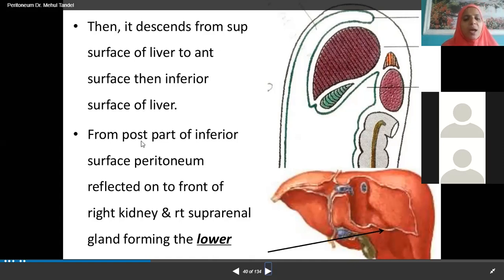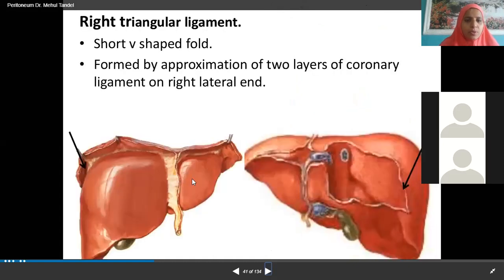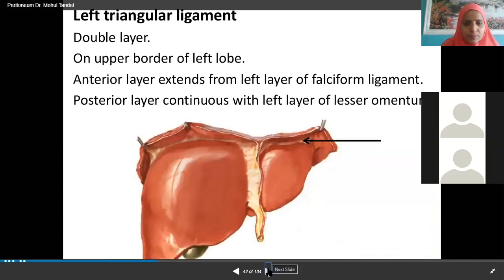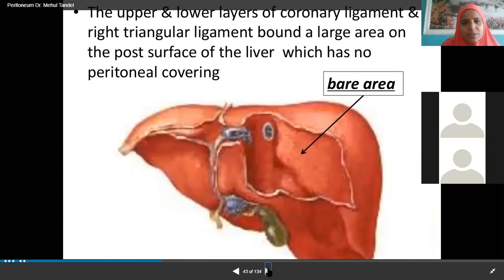Okay, same point is written. From the posterior part of the inferior surface, peritoneum is reflected on to the front. That means here, behind the right lobe of the liver, we have the right kidney and also the right suprarenal gland. That means when it goes like that, the kidney becomes retroperitoneal, the suprarenal gland also becomes retroperitoneal. It just comes and gets reflected like this. So now we know the margins of this coronary ligament, we call them the right triangular and left triangular ligaments, which I already told you. This doesn't need any further elaboration. Okay, this is the bare area.